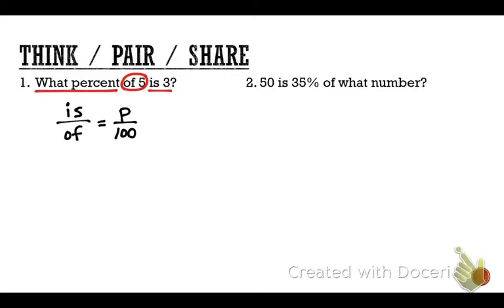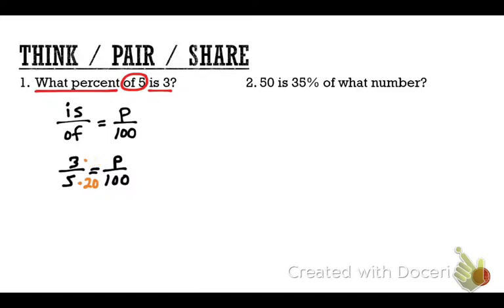All right, let's check our answers. You guys may be seated. Guys, what's my is? 3. What's my of? 5 equals, we don't know our percent yet, P over 100. How many of you did mental math? Okay, if you did mental math, what was the missing link? Okay, times 20. 5 times 20 is 100. 3 times 20 is what?